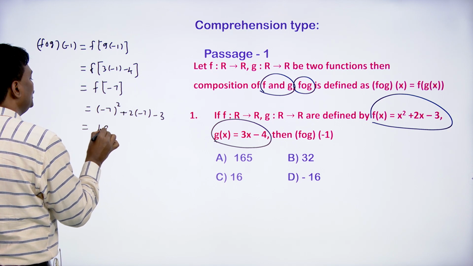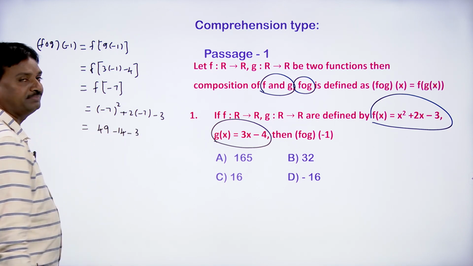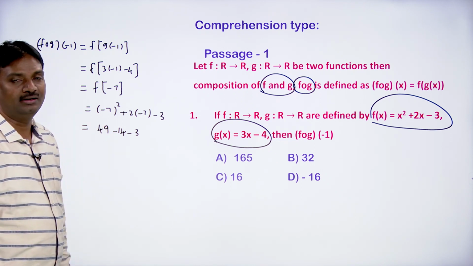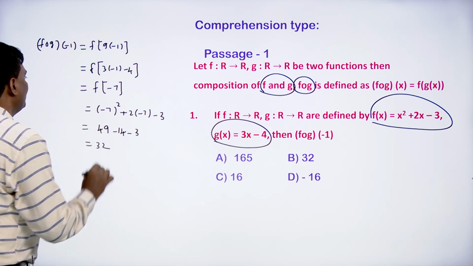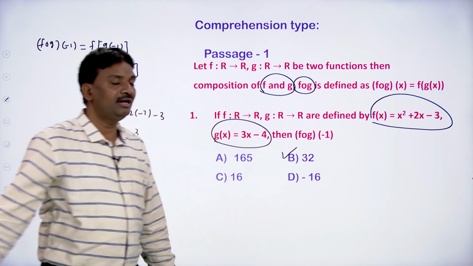Minus 7 whole square is 49, 2 into minus 7 is minus 14, minus 3. So 49 minus 14 minus 3, that is minus 17. 49 minus 17 is 32. So the value of f circle g of minus 1 is 32. So that is option B.